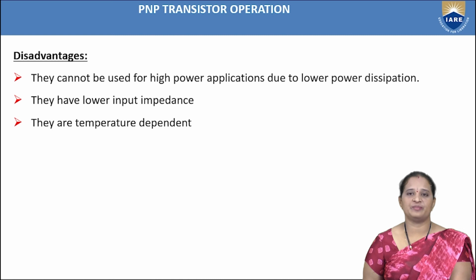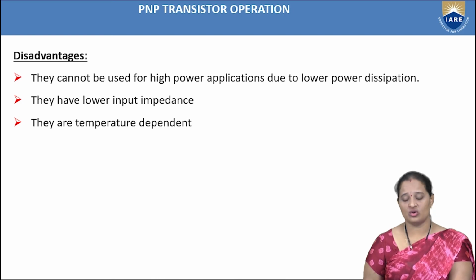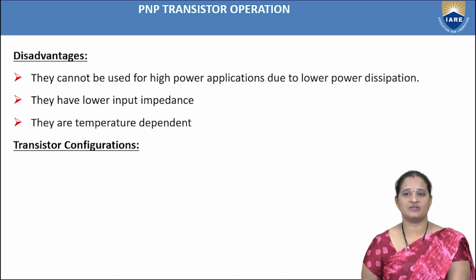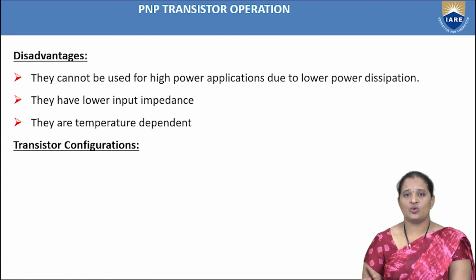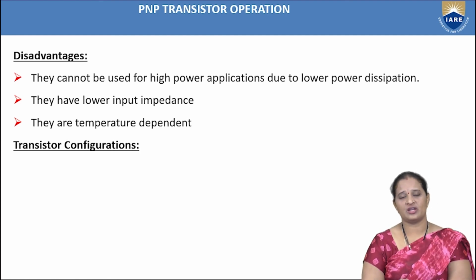And they are temperature dependent. That means even variations in temperature can vary the currents flowing through the transistor. That is also one drawback we can consider for the transistor. So this is about the transistor operation and its advantages and disadvantages.